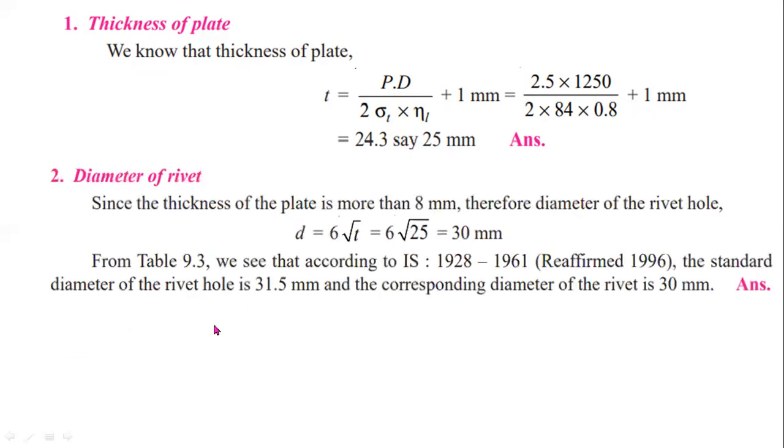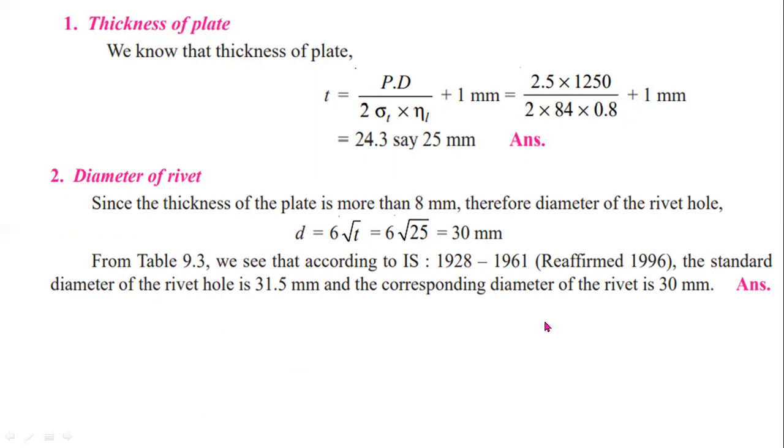In second step, you have to determine a suitable diameter of the rivet. Here the thickness of the boiler shell is 25 mm, that is above 8 mm. If the thickness of the boiler shell is above 8 mm, then you have to use this formula D equals 6 root T. So here the diameter of the rivet equals 30 mm.